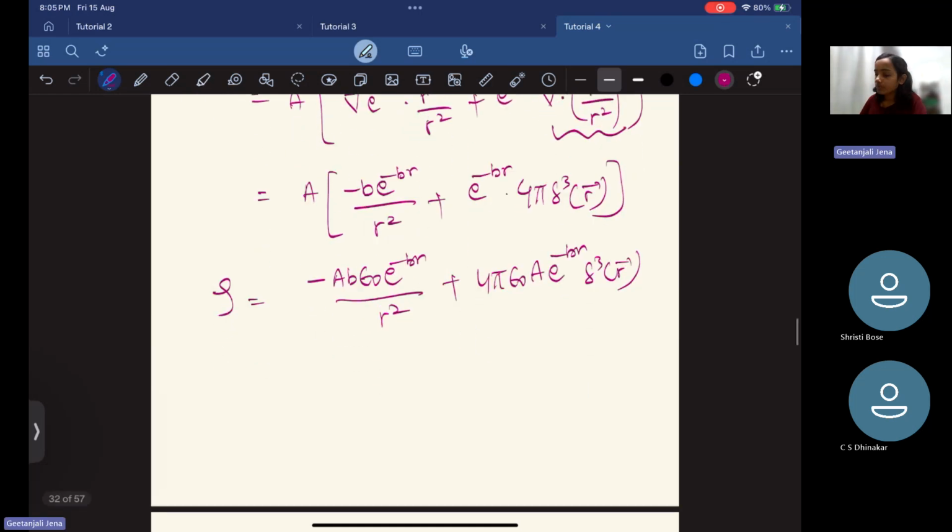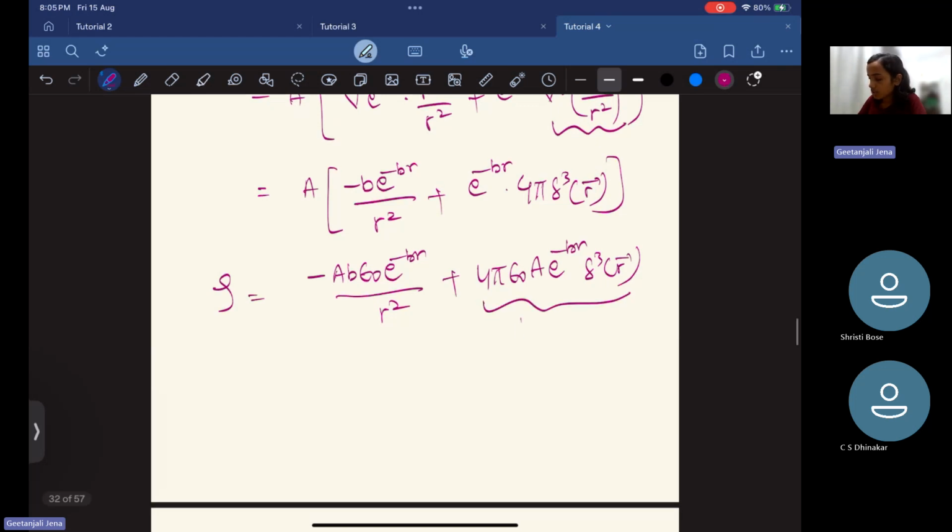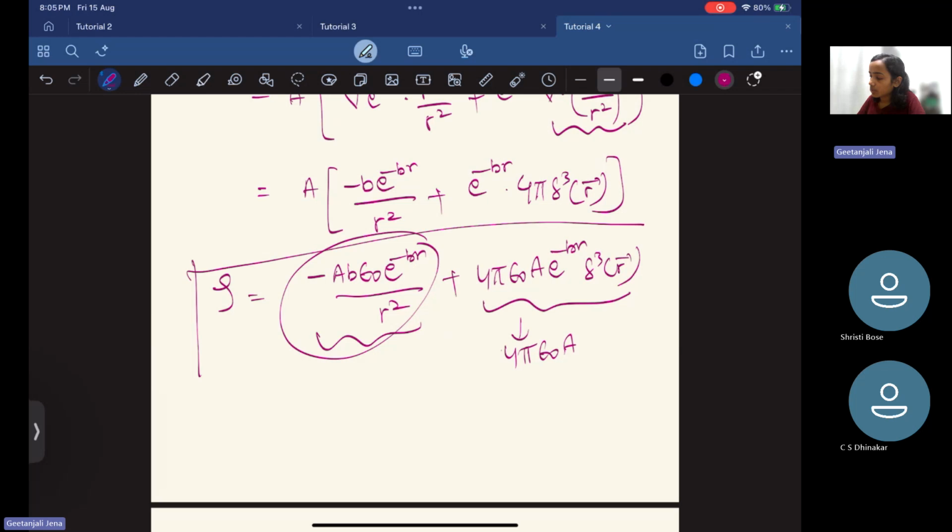So you can see here there are two charge densities. One is a positive charge density at the origin, and the value is 4 pi epsilon naught a. And one is a radially decaying negative charge density. This one. So this will be the charge density expression.